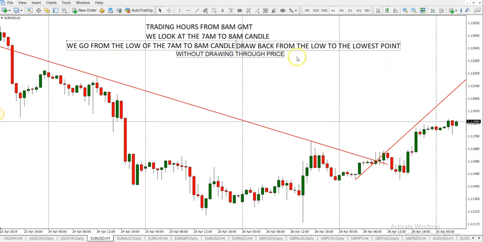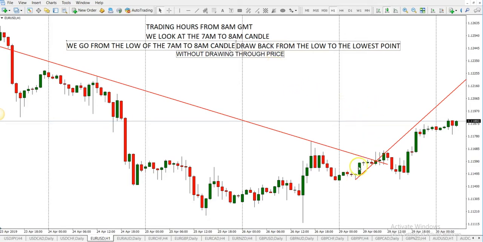That gives us, from the low of the 7 a.m. to 8 a.m. candle, our sell line. From the high gives us our buy line. You just do the opposite for the buy. Again, don't draw through price looking back, so you don't draw through candles, you just go to the lowest point. You'll see that in the back testing video, which explains that more.